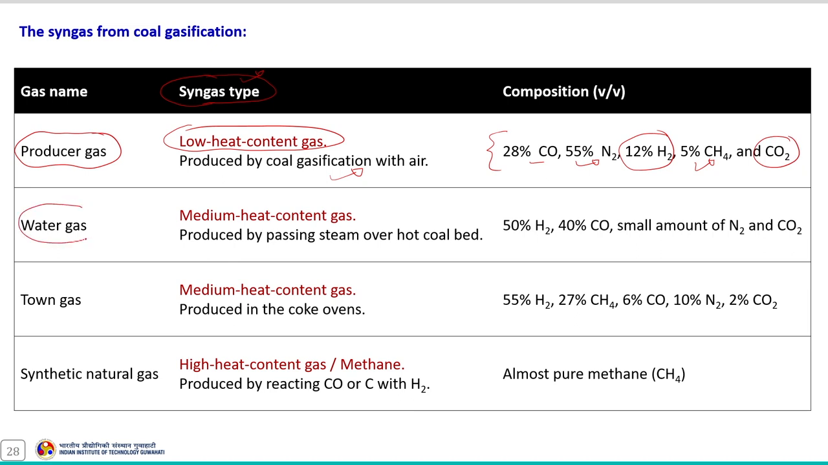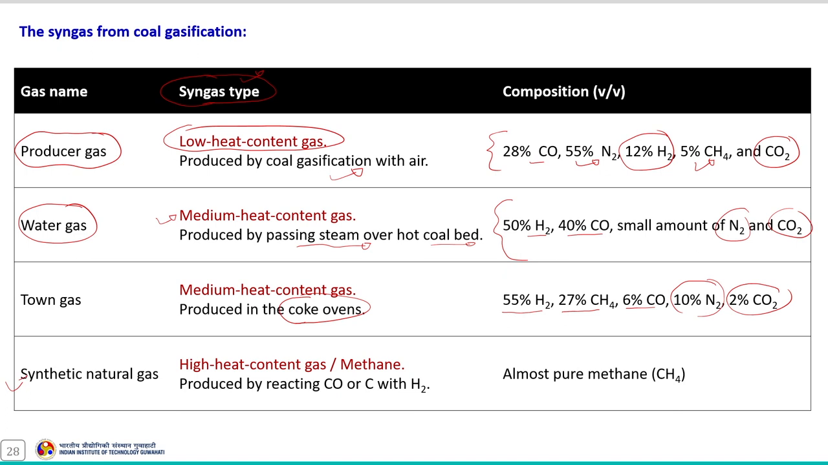While water gas, which is a medium heat content gas produced by passing steam over hot coal bed, its composition mainly consists of 50% hydrogen, 40% carbon monoxide and a small amount of nitrogen and carbon dioxide. While town gas, which is also a medium heat content gas produced by coke ovens, mainly consists of 55% hydrogen, 27% methane, 6% carbon monoxide, 10% nitrogen and 2% of carbon dioxide.